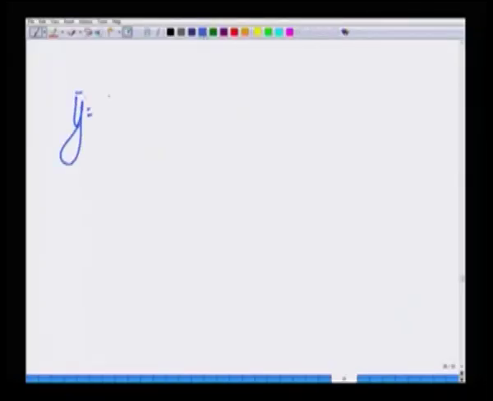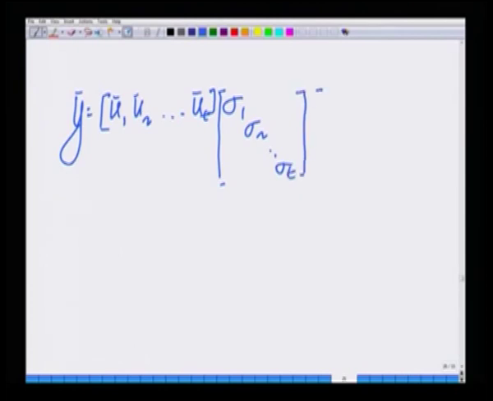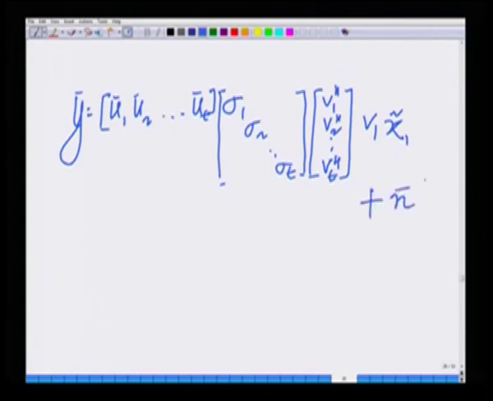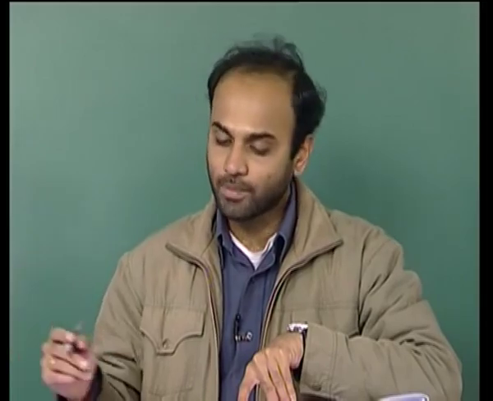I have y bar equals U1, U2, these are all columns, UT bar, sigma 1, sigma 2 up to sigma t, V1 Hermitian, V2 Hermitian, Vt Hermitian into V1, because x, remember, is now V1 x1 tilde, plus of course I have my noise vector, that is n bar. So, I am transmitting V1 times x1 tilde as the vector x.